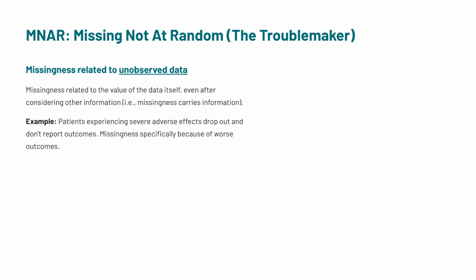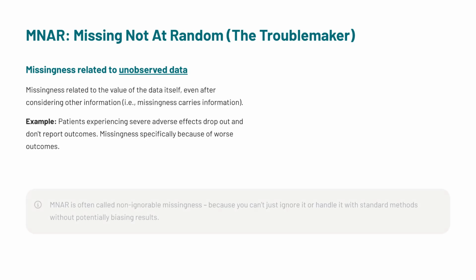Next is the troublemaker. Missing not at random. This is when the reason data are missing is related to the value of the data itself. For example, suppose sicker patients experiencing severe adverse effects are more likely to drop out or be lost to follow-up. Their missingness might be related directly to our outcome of interest. With this type of missingness, even if we look at all the other observed variables, we can't explain away the missingness because the missing element might be tied to the outcome.